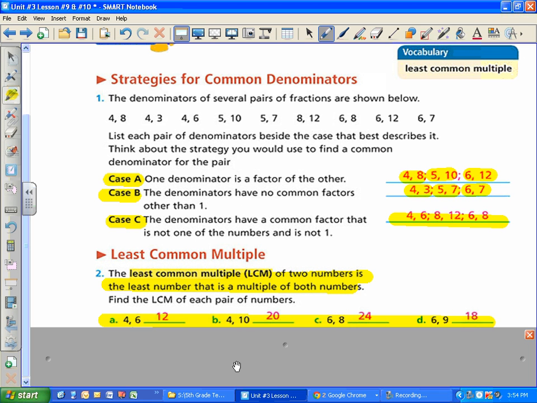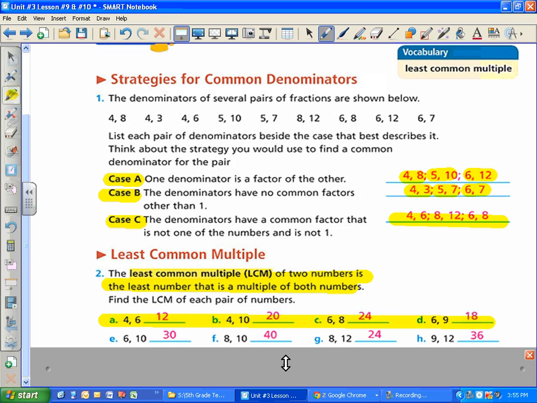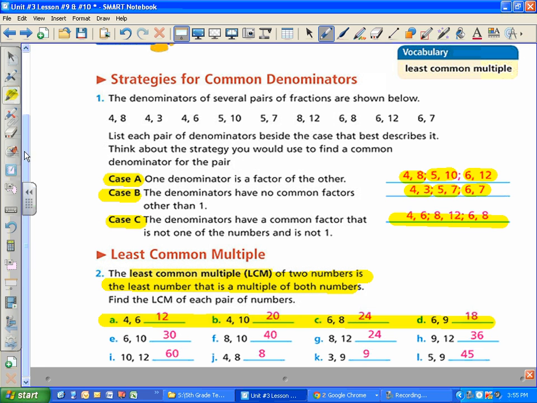4 and 6, if you were to find the LCM of 4 and 6, it would be 12. 4 goes into 12 3 times, 6 goes into 12 2 times, and it's the least common multiple. Letter B, 4 and 10 would be 20. 4 goes into 20 5 times, 10 goes into 20 2 times. Letter C, 6 and 8 would be 24. 6 times 4 is 24. 8 times 3 is 24. And the last one is letter D, 6 and 9, 18. 6 goes into 18 3 times. 9 goes into 18 twice. Just some other examples there, but we're going to move on.